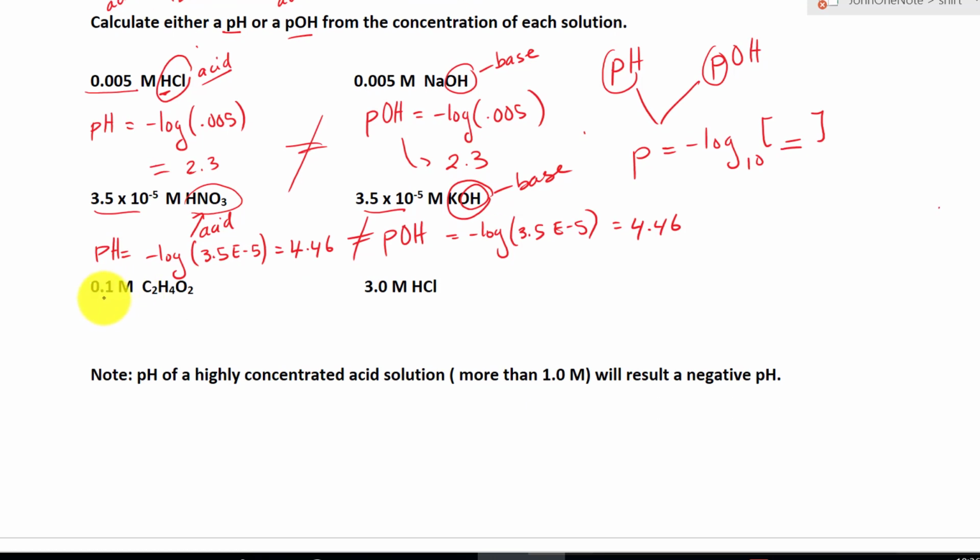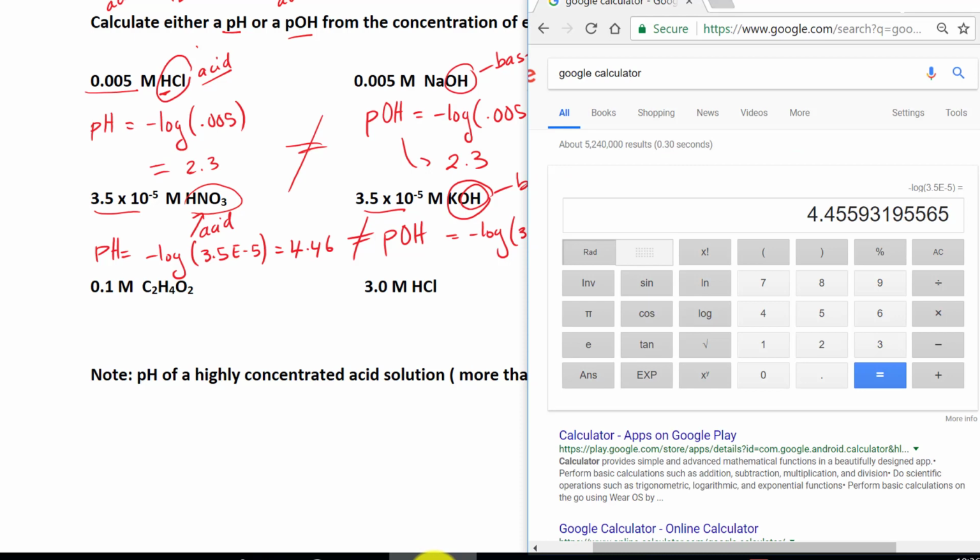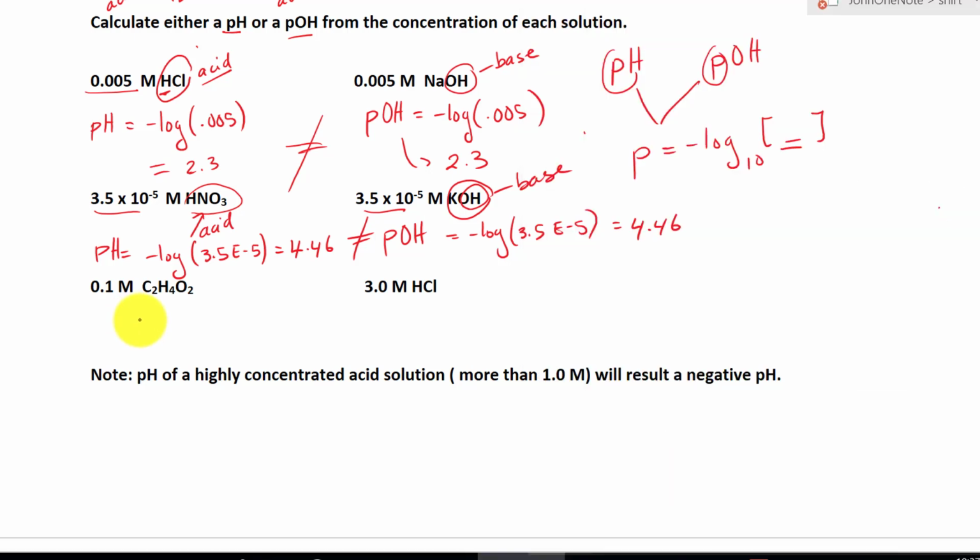And lastly, we have 0.1 molarity of acetic acid. Let's plug it into a calculator. Pretty easy. So we have negative log of 0.1. And what do we have? Oh, there you go. We have a pH of 1. And how do I know it's pH? Because this is an acid right there. Okay, it doesn't have the OH.